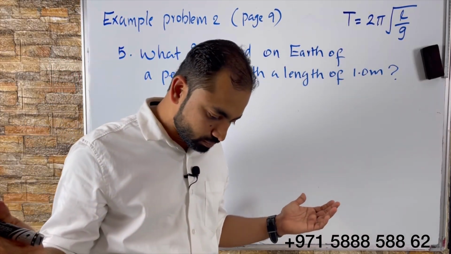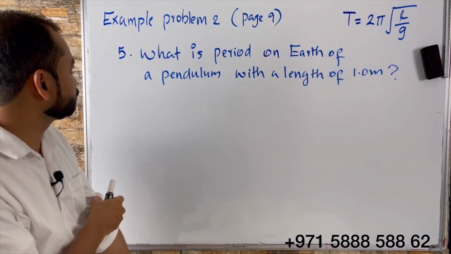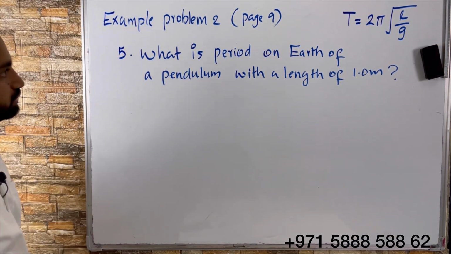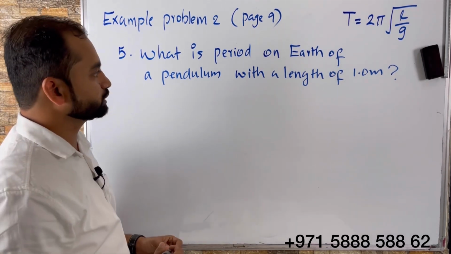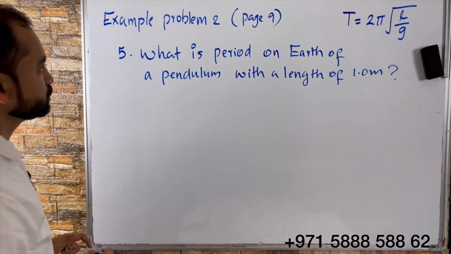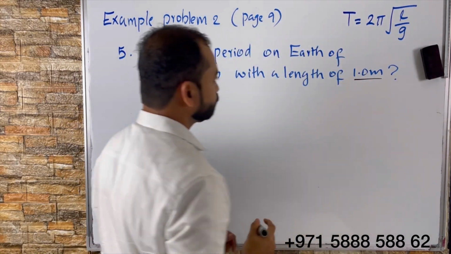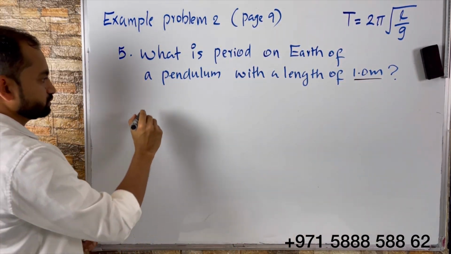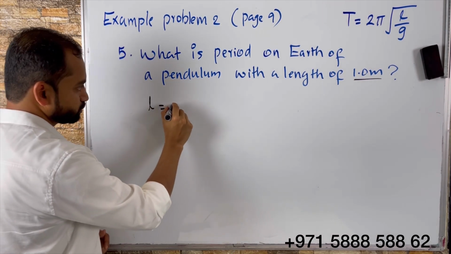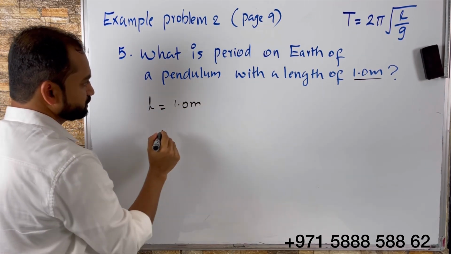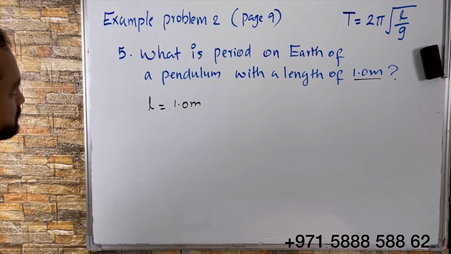Now discussing the practice problems. Question number 5. What is the period on earth of a pendulum with a length of 1 meter? So what is given here? We have only one quantity given, that is 1 meter. What is 1 meter? Length of pendulum. Length L is equal to 1 meter. So it is given in the SI unit meter, so no need to change.